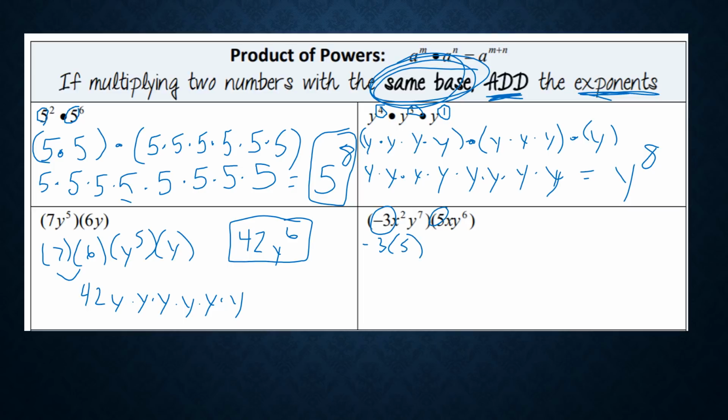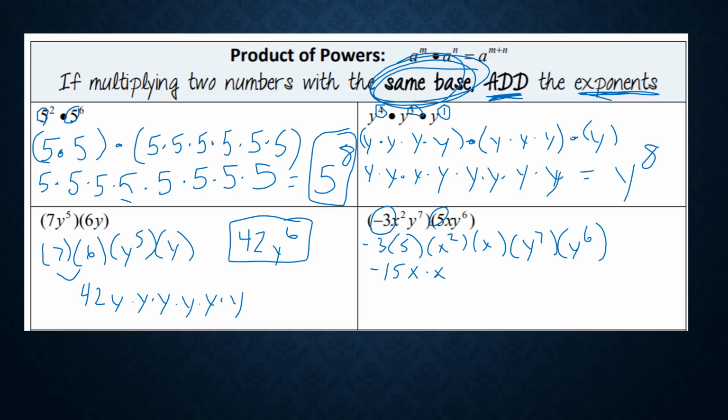Multiply my coefficients. We've got -3 times 5. I'll group my x squared times x times y to the 7th times y to the 6th. The property that allows us to do that is the commutative property.